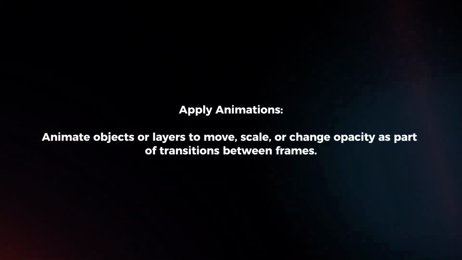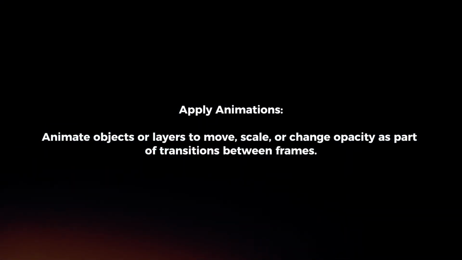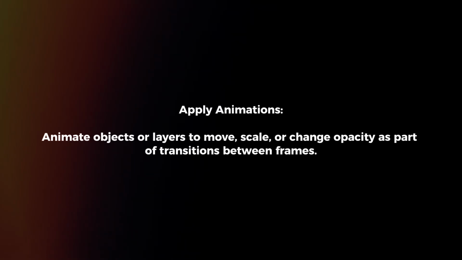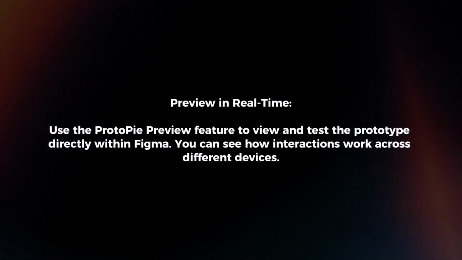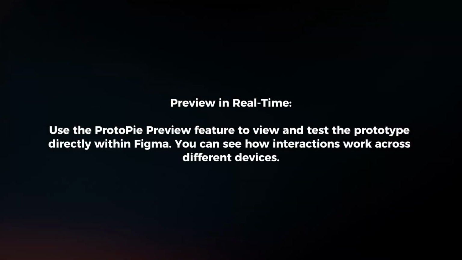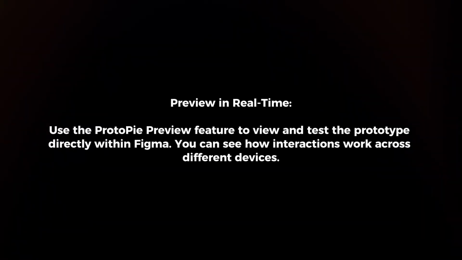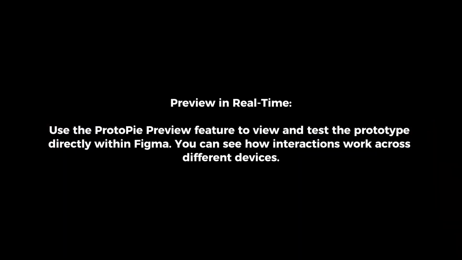Apply animations. Animate objects or layers to move, scale, or change opacity as part of transitions between frames. Preview in real time. Use the ProtoPie preview feature to view and test the prototype directly within Figma. You can see how interactions work across different devices.